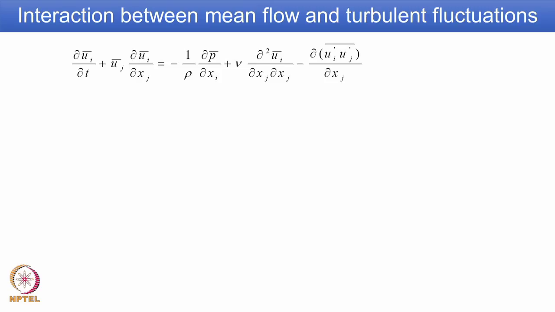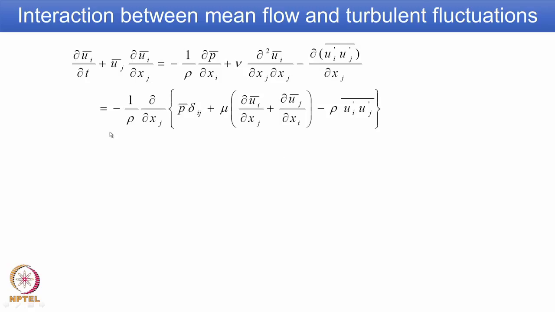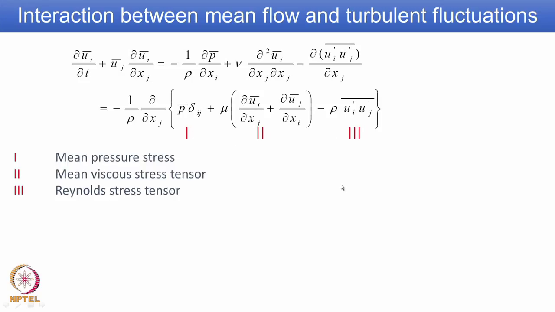So, we write here again the Navier-Stokes equation obtained for turbulent flows as shown here. We will try to get some more explanation. We rewrite this equation in the form as shown here: minus 1 upon rho dou by dou x_j of p bar delta_ij, this is a Kronecker delta, plus mu into dou u_i bar by dou x_j plus dou u_j bar by dou x_i, minus rho u_i prime u_j prime bar. We identify the terms as 1, 2, 3 inside the bracket. Let us get an explanation of those 3 terms.